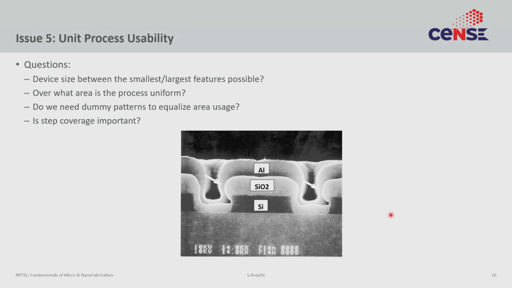A classic example is that you can deposit aluminum using sputtering or evaporation. Which one should you choose? Well, it depends upon what substrate you're depositing it on, what sidewall shape you want. Do you want conformal deposition or not? Here's an example. Here's your silicon. It has been coated with silicon dioxide and then coated with aluminum. Now, inherent in this device design was the assumption that the silicon dioxide being deposited is conformal.